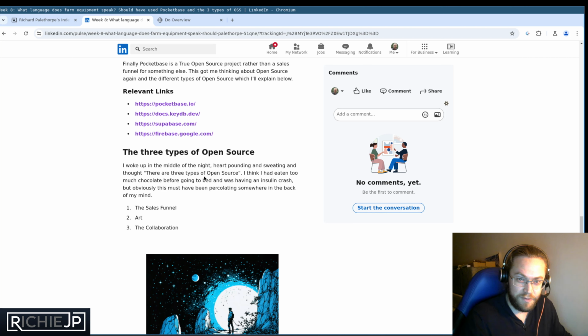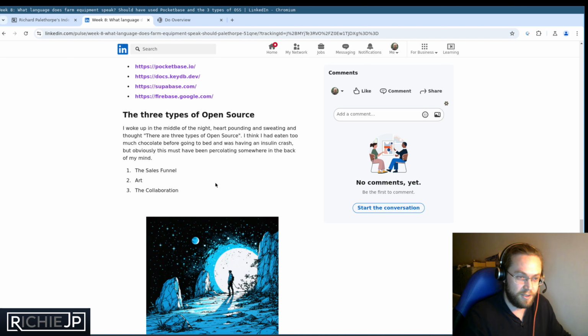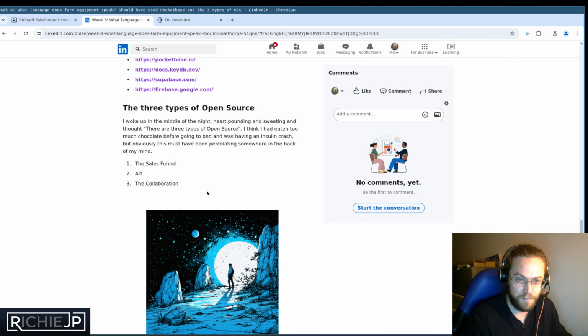The three types of open source project. I woke up in the middle of the night, heart pounding and sweating, and thought there are three types of open source. I think I had eaten too much chocolate before going to bed and was having an insulin crash. But obviously this must have been percolating somewhere in the back of my mind. So the three types of open source, according to me: the sales funnel, the art, the collaboration.